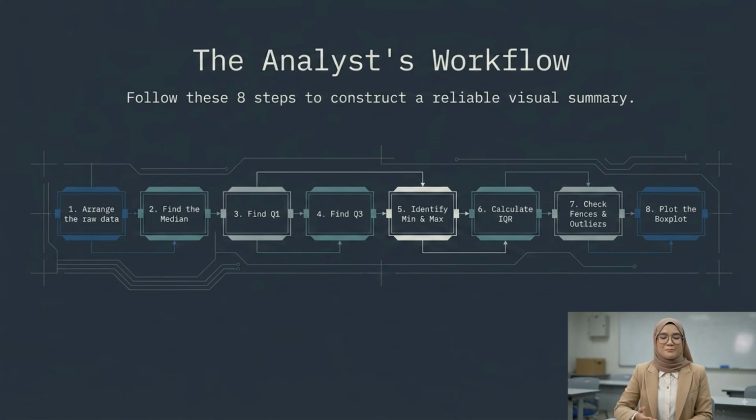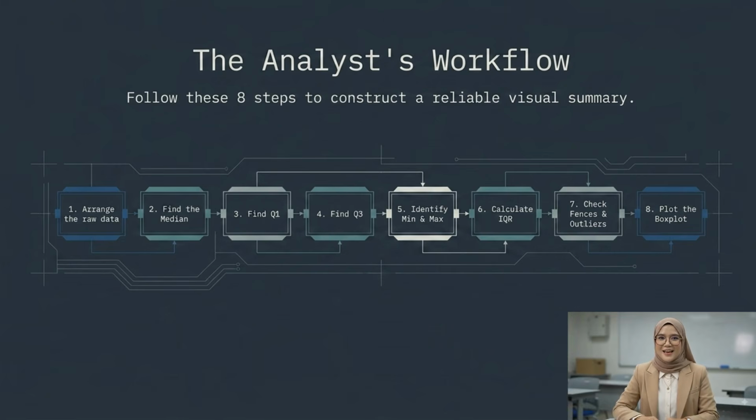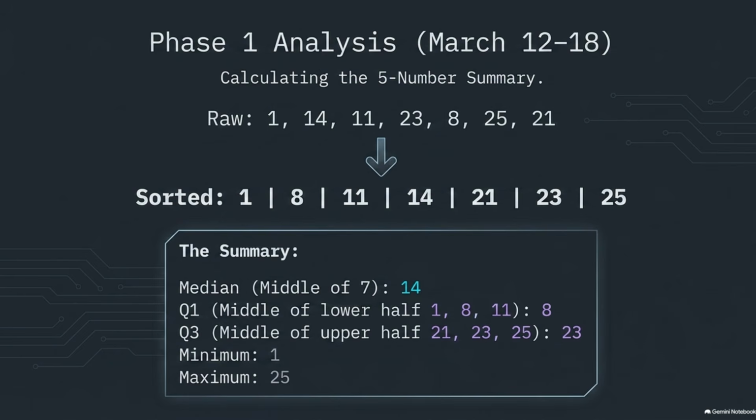As you can see here, before doing anything, you must arrange your raw data first, either in ascending or descending order. After that, you can find your median, Q1, Q3, calculate the IQR, and check for fences and outliers. Let us consider the data from COVID cases. A few data we consider as phase 1 data.